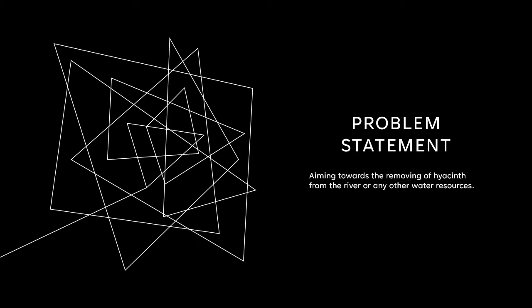So now, what is the problem statement? Through this course, we would be aiming towards the removal of hyacinth from rivers or any water sources. These plants, or weeds as we may call them, are located in freshwater bodies, and conveniently, one of the ideas we got for this was that there is a river right next to my society, due to which I got an idea to pursue this and suggested it to my group members.